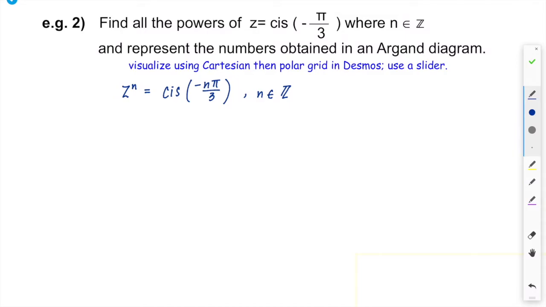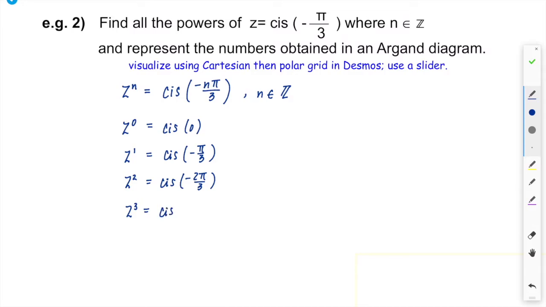So we can just start counting, I guess. And we can start from 0, actually. So cis 0, z to the 1 is cis negative pi over 3, z squared is cis negative 2 pi over 3, then negative 3 pi over 3 or negative pi, then negative 4 pi over 3, negative 5 pi over 3, and then z to the 6.